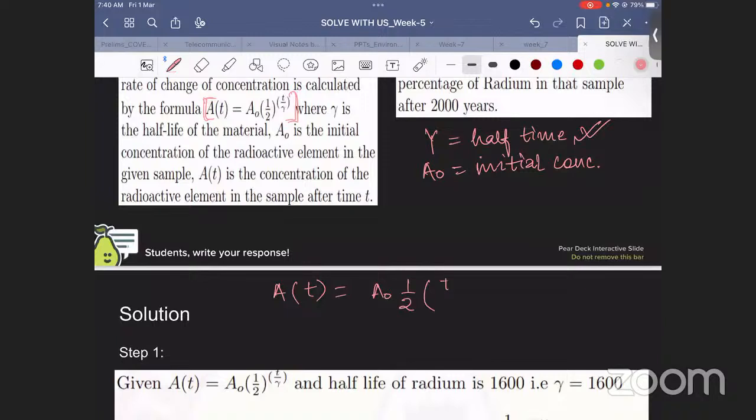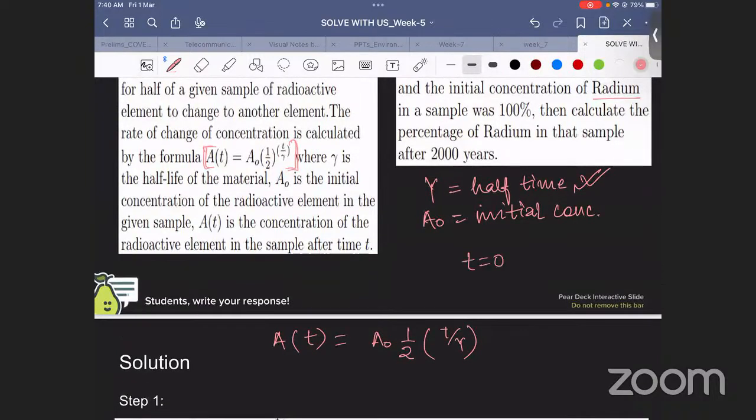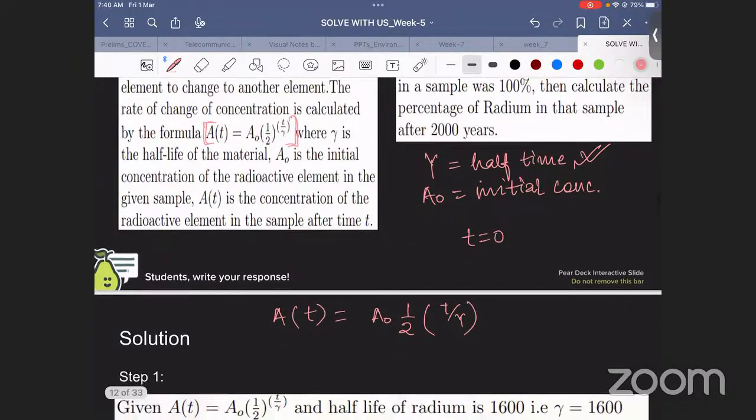I'm asking you, at t equals 0, what should be the concentration? 100%. A naught. 100%.